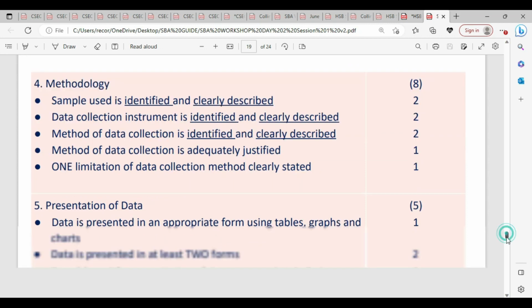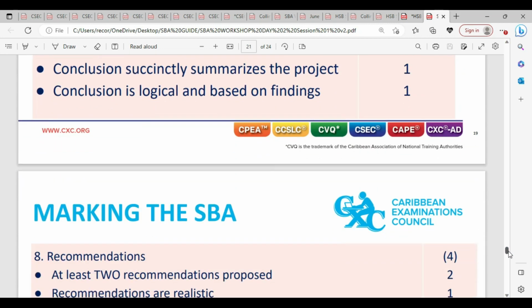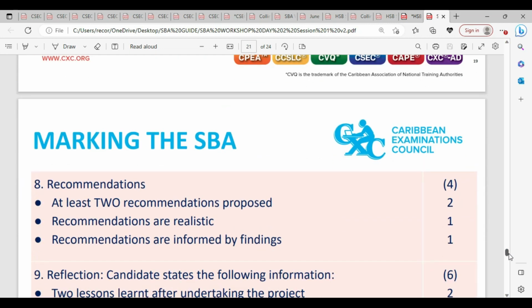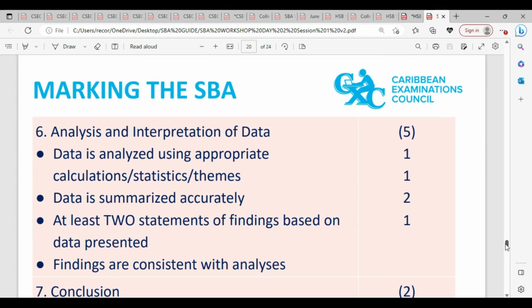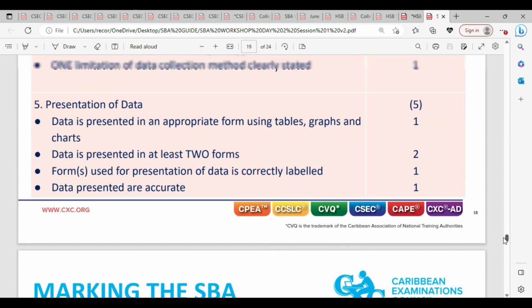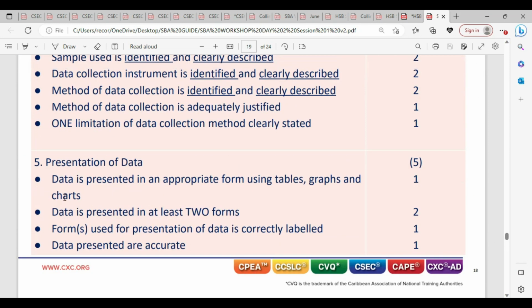Mark scheme, and you move on down to your recommendation, you will realize that this particular information is very, very important. And when you also look at the reflection that you're supposed to write, you're going to realize that this information is very, very important. Now, the cause and the effect, that information is going to come in very handy when we look at the presentation of data. So the questionnaire is designed to fit nicely into the mark scheme.